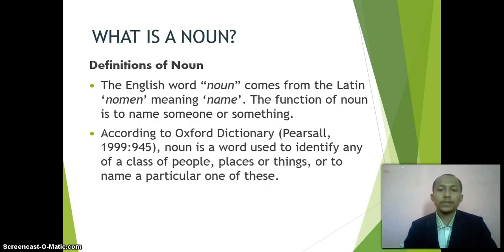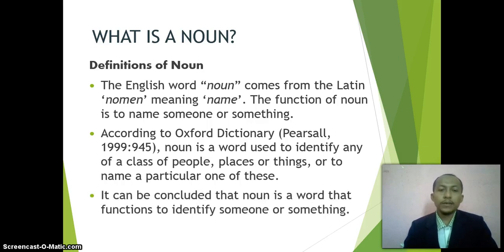According to the Oxford Dictionary, a noun is a word used to identify any class of people, places, or things, or to name particulars of one of these. It can be concluded that a noun is a word that functions to identify someone or something.